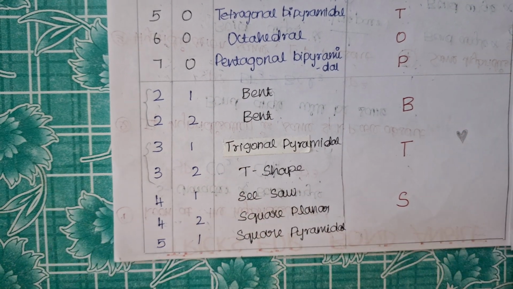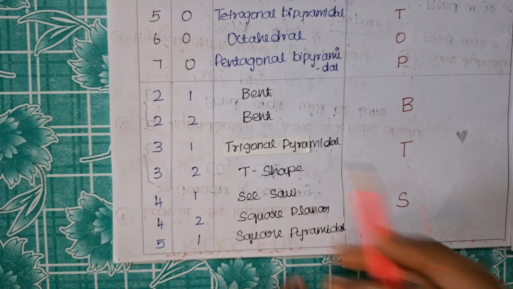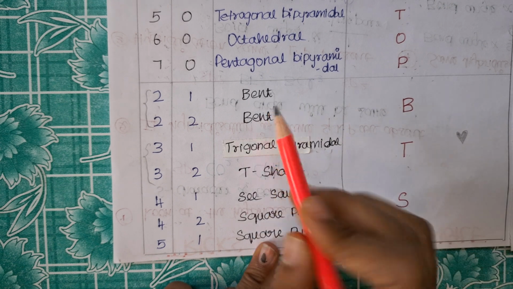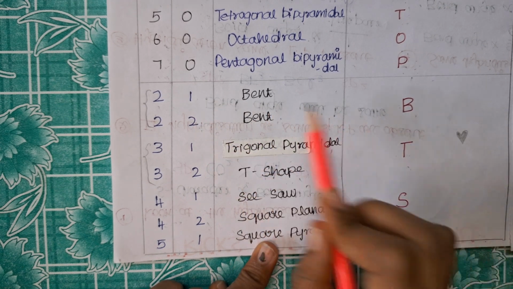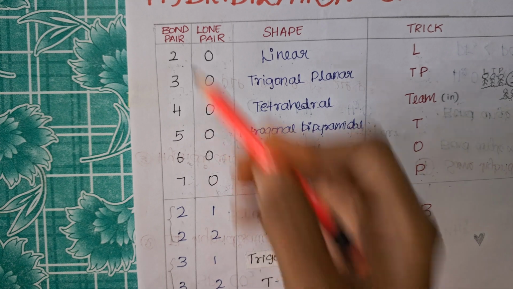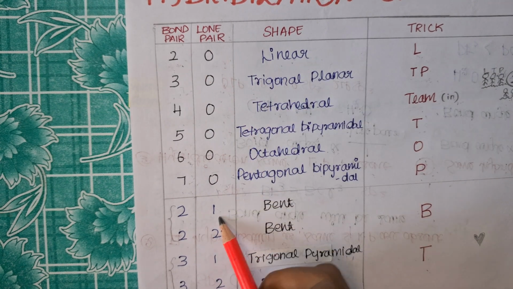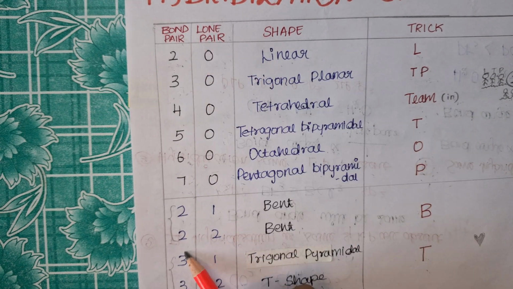Okay? Now the trick I said, it is BTS simply. So B is for your bent. The both of your 2 will be coming to bent. That is, if your bond pair is 2 and lone pair is 1, the shape is bent. If your bond pair is 2 and lone pair is also 2, your shape is bent. That is given by your B.